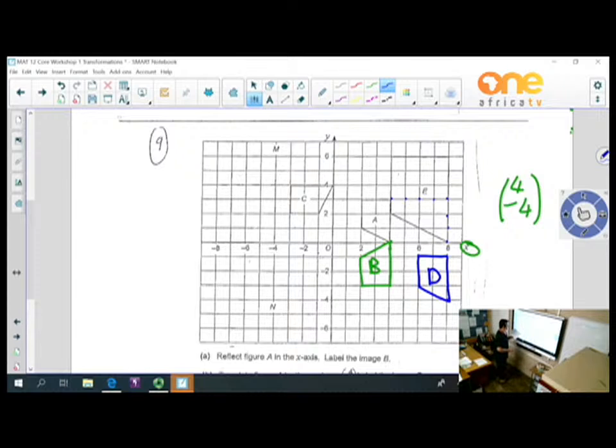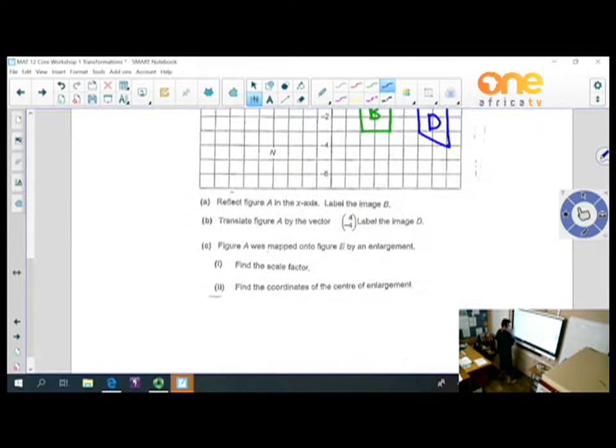The next one: figure A was mapped onto E by an enlargement. So here we can clearly see the enlargement. Find the scale factor. Here I've got 6 blocks. Here you've got 3 blocks. So the scale factor is 2.